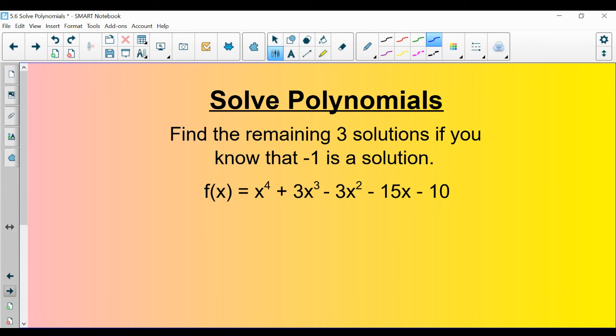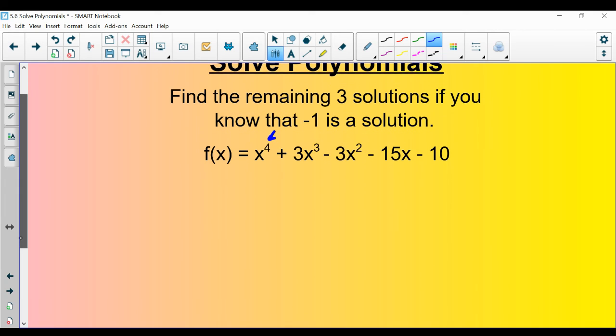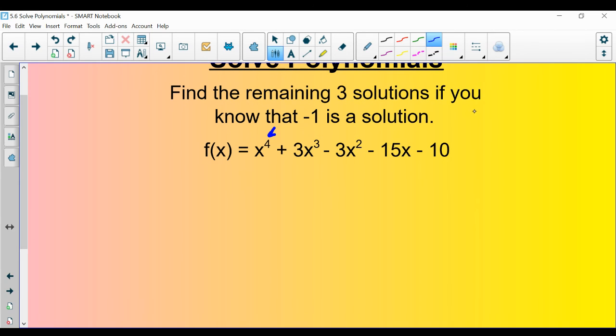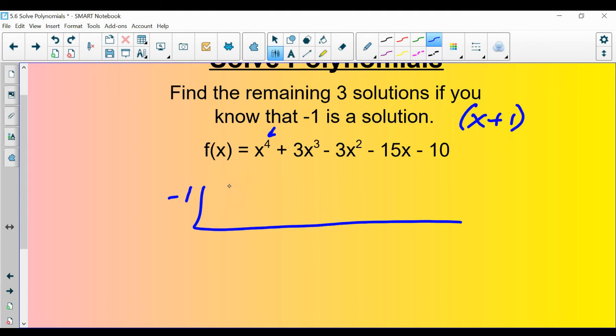This is a challenging problem here. Once again, it has 4 solutions because that's the degree of the polynomial. And we are given one of them. We're given that -1 is a solution. We know that if -1 is a solution, then x plus 1 is a factor. So I already know one of my factors. I'm going to divide by x plus 1 to find the others. And when you divide by x plus 1, -1 is what goes on the outside. So 1, 3, -3, -15, and -10.